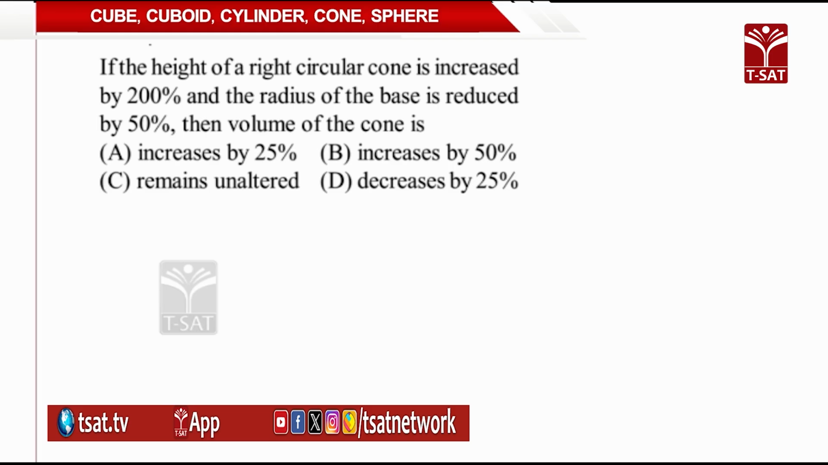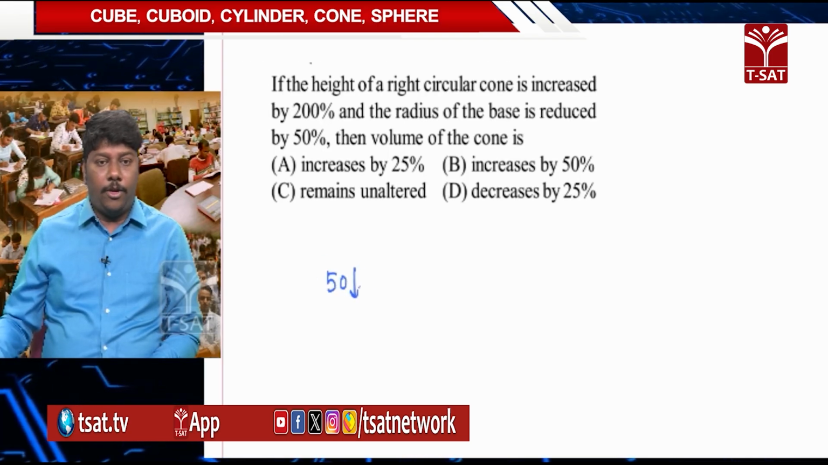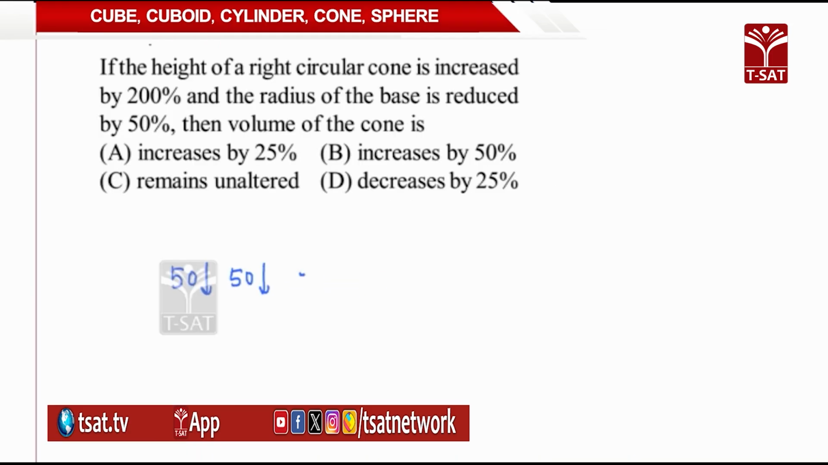Next one, if the height of a right circular cone is increased by 200%, which means you are actually making it 3 times of the height, and the radius of the base is reduced by 50%, then the volume of the cone. So in terms of percentage, you have 50% decrease followed by 50% decrease followed by 200% increase. You can make use of the formulas. X decrease followed by x decrease is 2x minus x square by 100 is the formula. If you substitute 50 and 50 in that, 100 minus 25, 75% decrease followed by 200% increase.